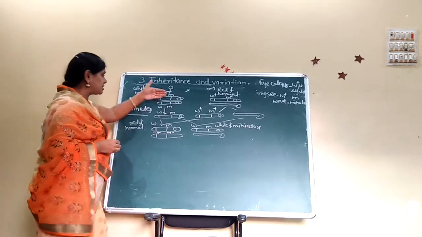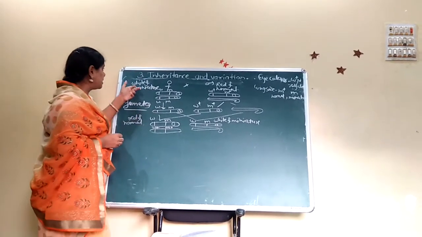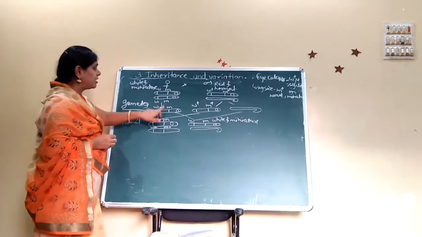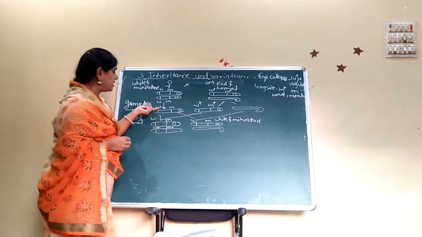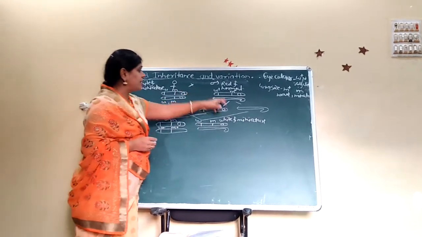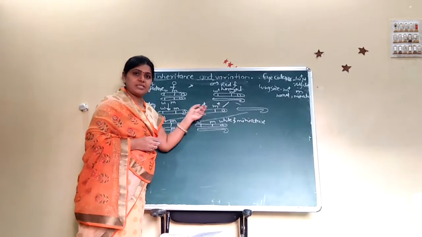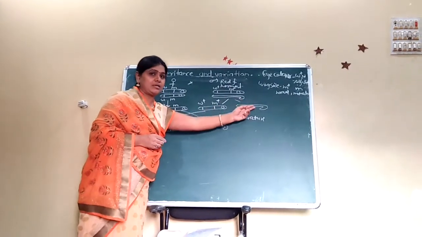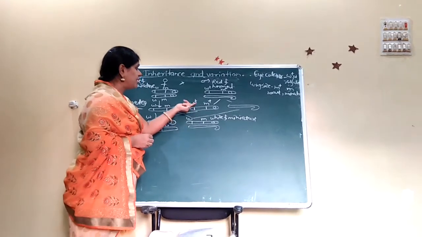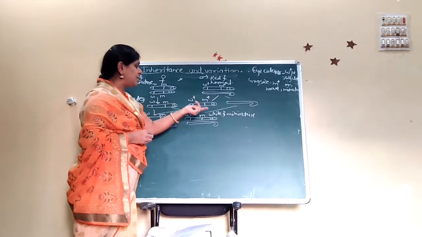Gametes are formed here. The same types of gametes are formed, that is, the white and miniature. Here we show the genes, that is, white and miniature. Here we show the two types of gametes, that is, X and Y. Also here, the dominant alleles are shown, W plus and M plus.